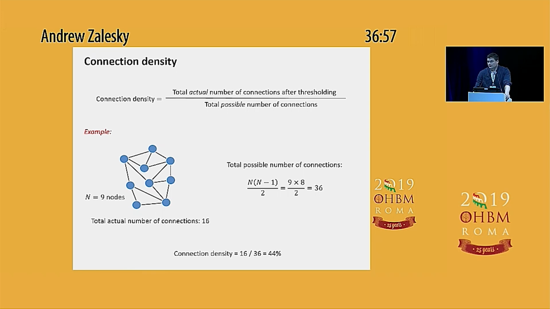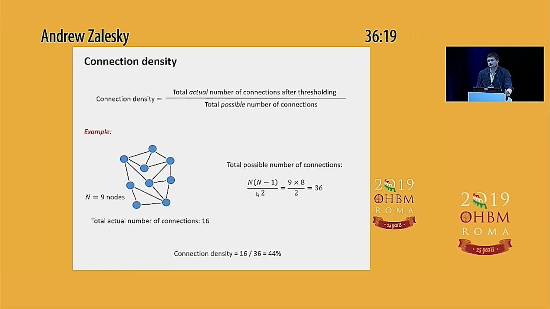An inherent property of thresholding is the concept of connection density. It's a really simple concept, and it determines how stringent our thresholding is. The connection density is simply the total number of connections that remain in our network after we've performed thresholding, divided by the total possible number of connections in the network. Here's a really simple example of a toy network with 9 nodes. It comprises 16 connections, and we can assume that's after thresholding. So the connection density is 16 on 36, or 44%.